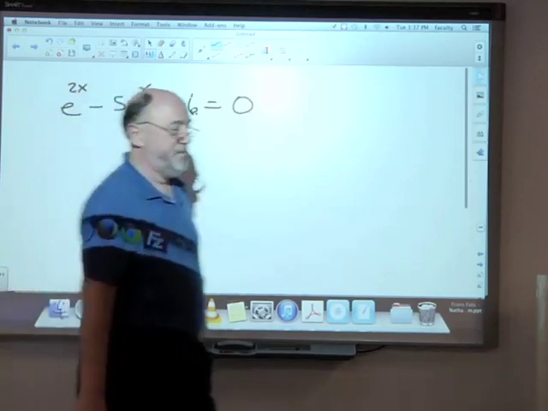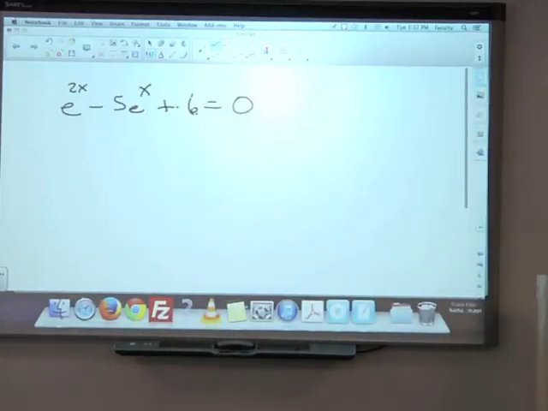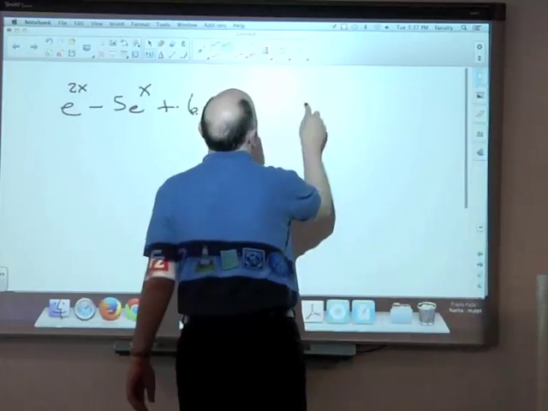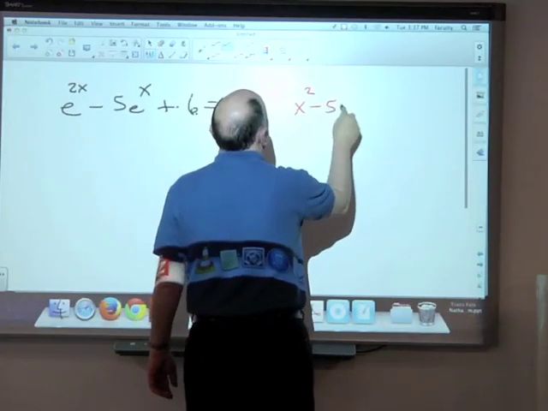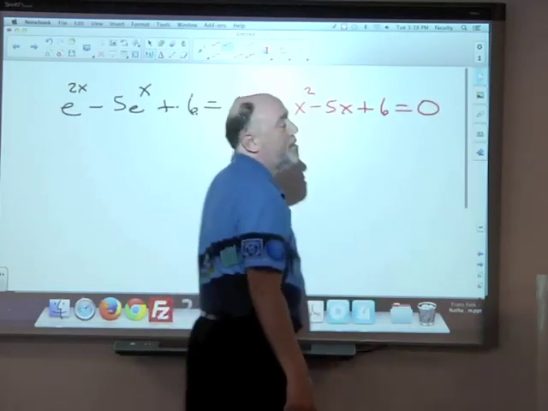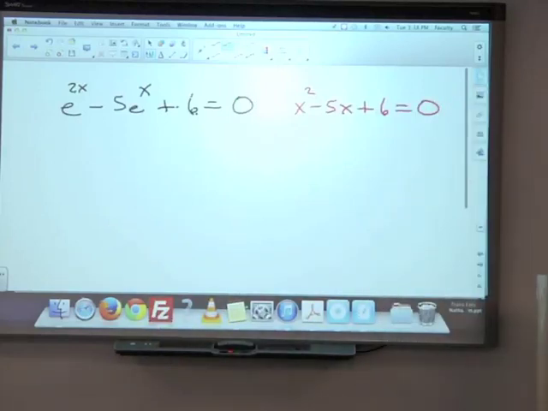There's a fun little one. I want to solve that for x. This problem really is no different than solving this. There really isn't much difference between the two.